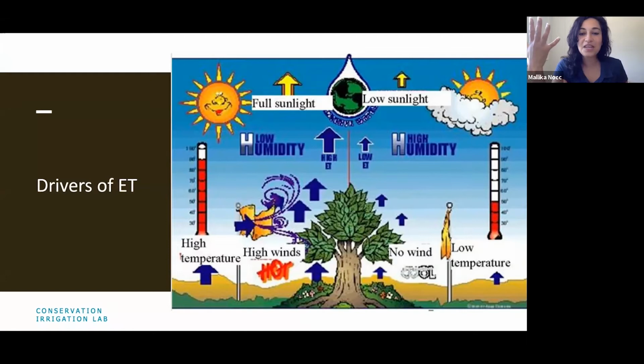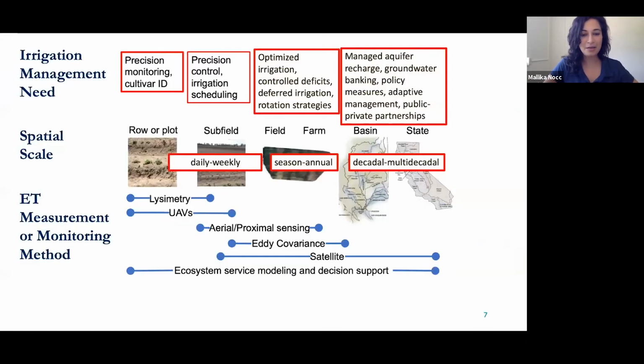And you can also think about humidity as the vapor pressure deficit, right? So what is the difference in atmospheric vapor pressure in the air? These are the drivers of evapotranspiration. So high temperatures, high winds, full sun, low humidity, a plant is going to use a lot of water and have a high rate of ET and also be stressed out.